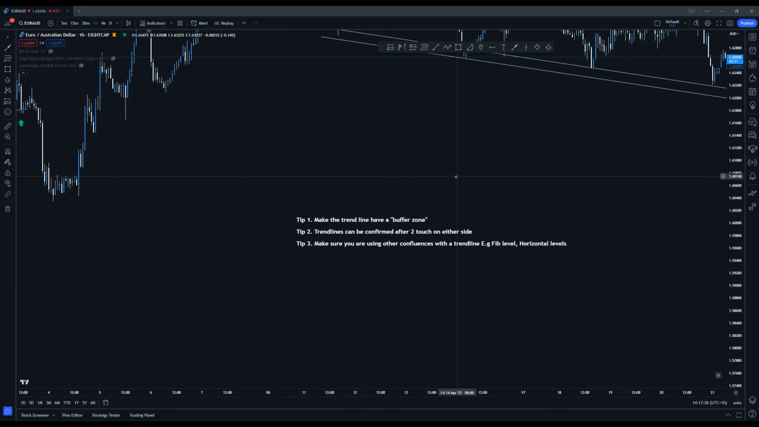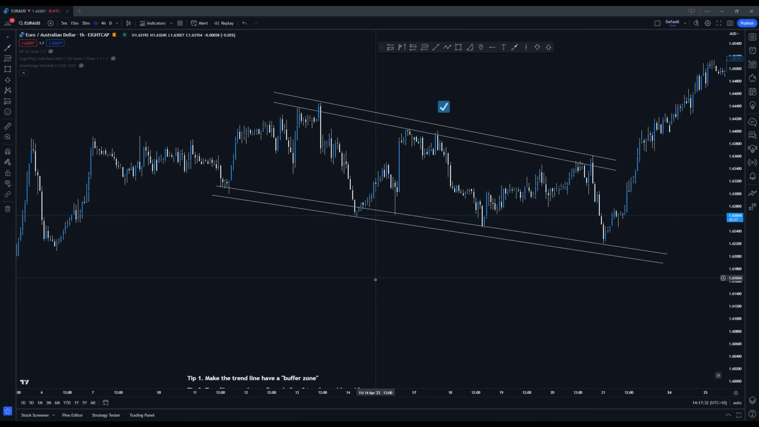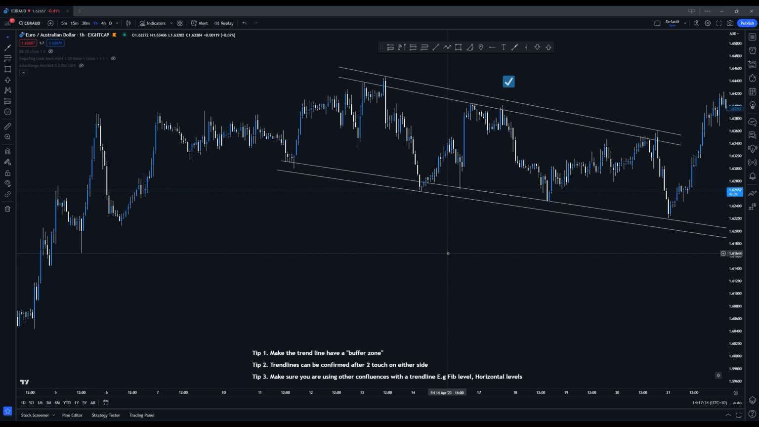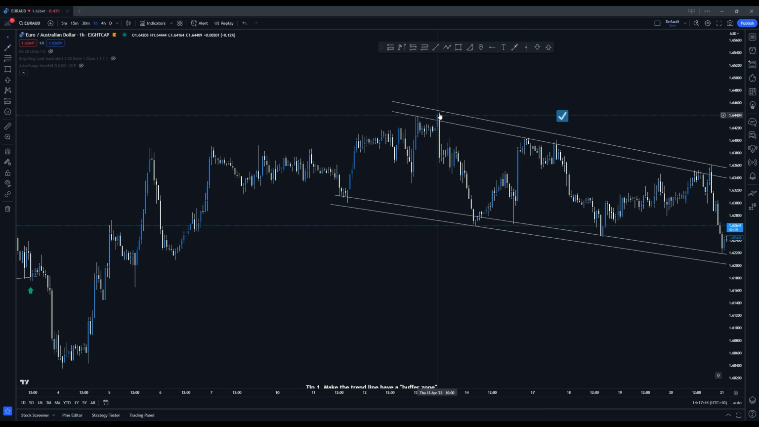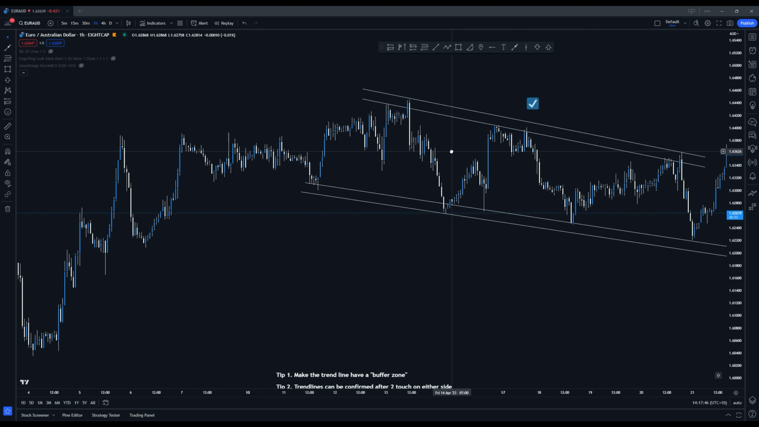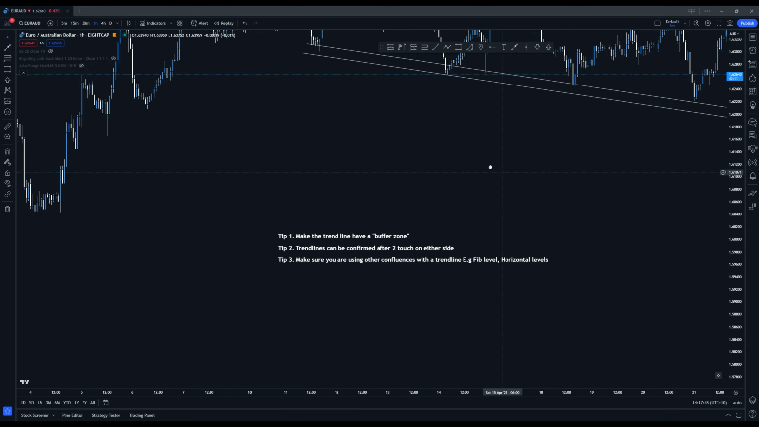So the tip is to make the trend line have a buffer zone, which we have done. That's going to be incredibly useful to you when trying to find a trade. Markets aren't perfect. It's not always going to hit that first trend line here and bounce back like it did on these two. Sometimes we have to have a bit of wiggle room. The market is not perfect.